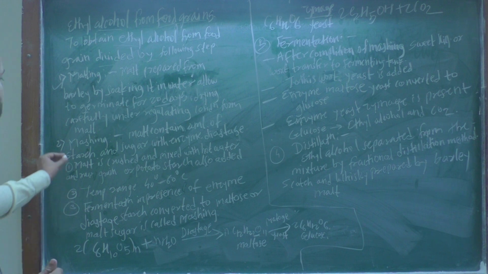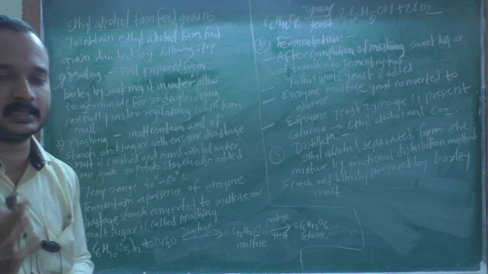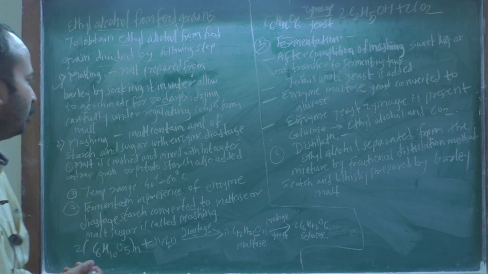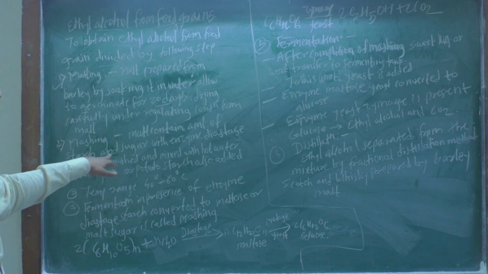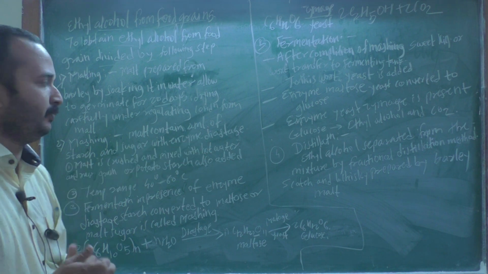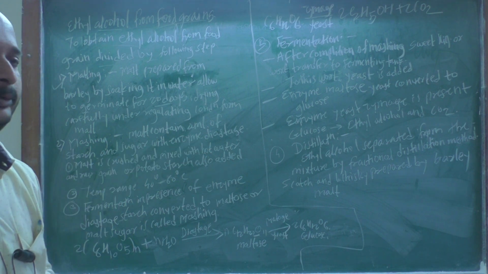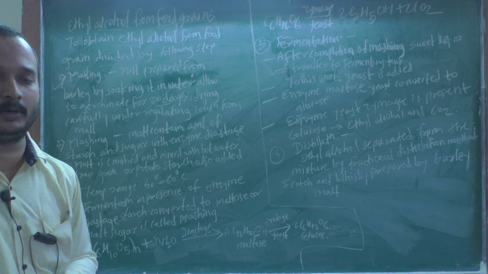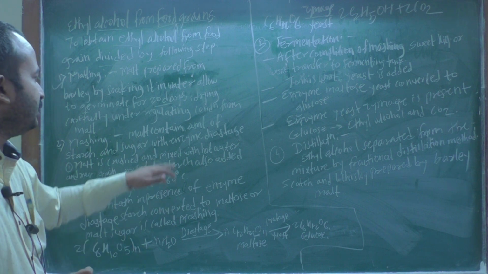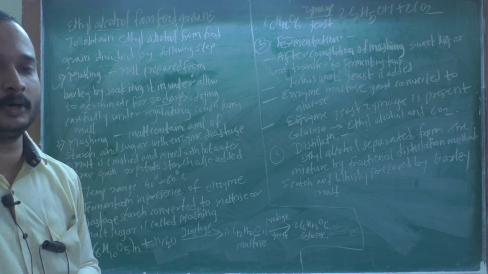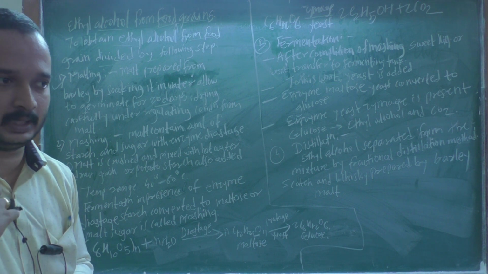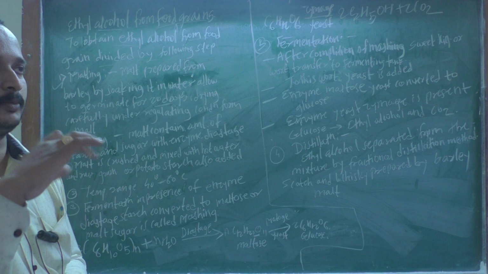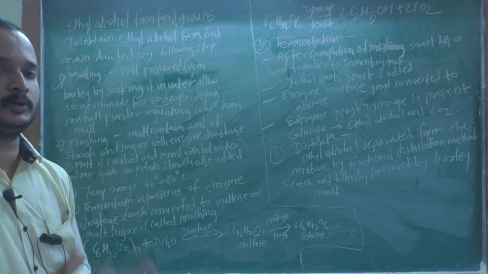The second step is mashing. The malt that is formed contains starch and sugar along with the enzyme diastase. Starch is also found in rice and in potatoes.